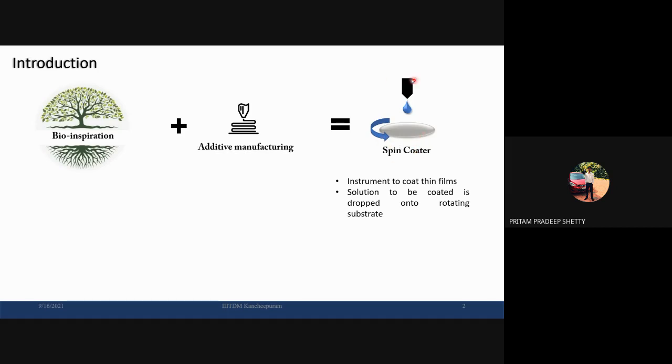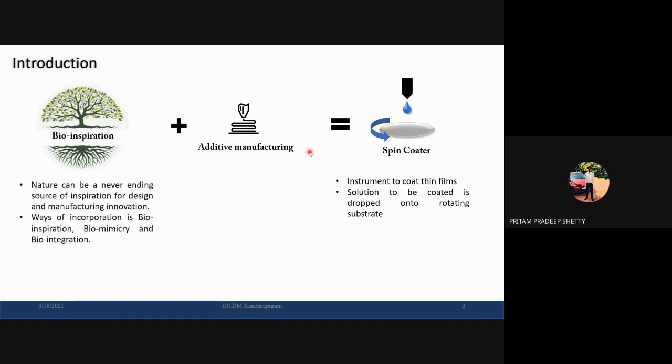So to develop this, we considered bio-inspiration along with additive manufacturing. So why bio-inspiration? We all know that whatever we see in nature, whatever is surviving till now, it has endured millions of years of evolution. The reason they are surviving till now is because of the evolutionary advantage they have got over others, and those which couldn't survive actually perished and became extinct.